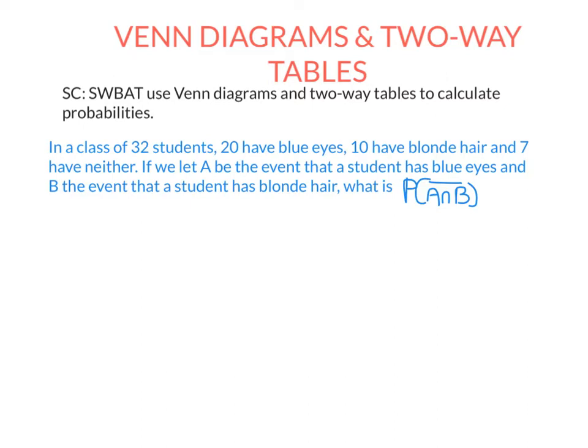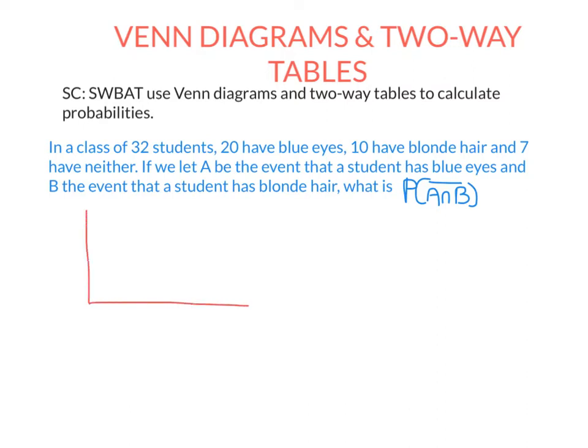So the reason that Venn diagrams and two-way tables would be useful here, we have a question involving information about two sets. So we've got the set of students with blue eyes, set of students with blonde hair. So whenever you have a probability question involving two sets, use Venn diagram or two-way table. It doesn't really matter which you use for this question. I'm actually going to draw both.